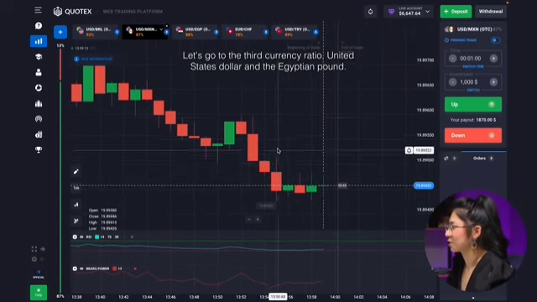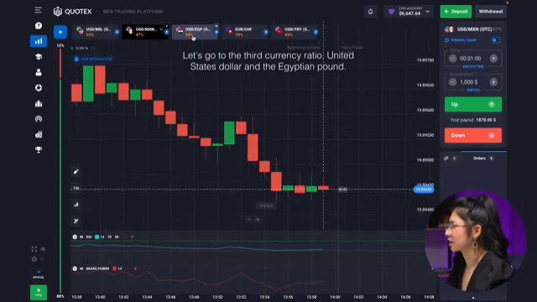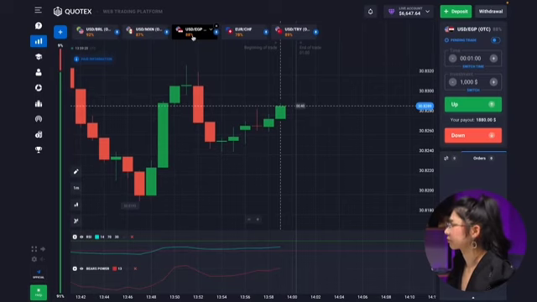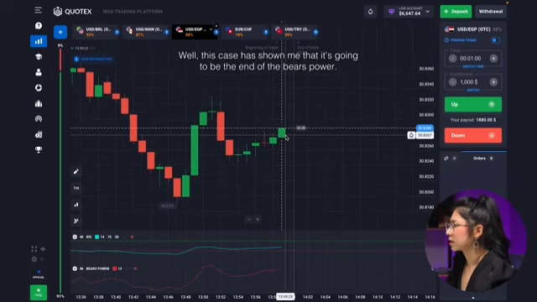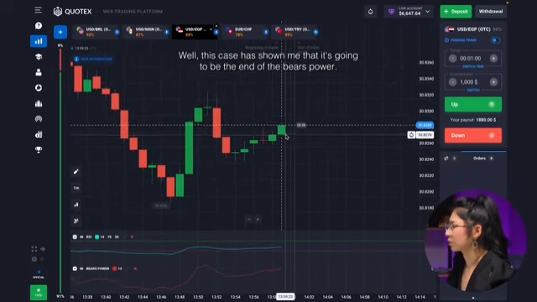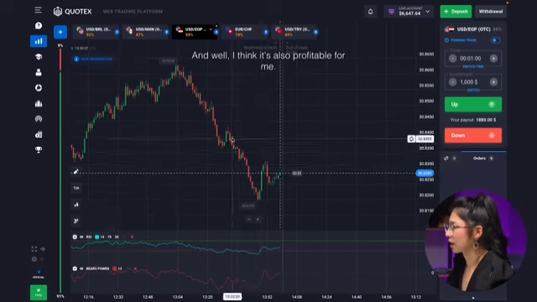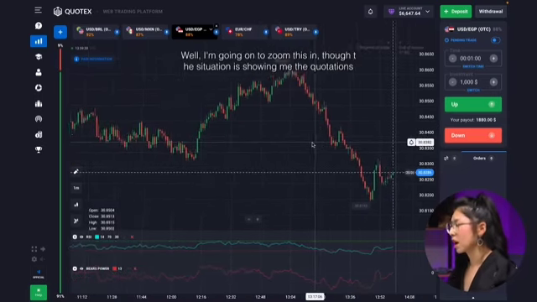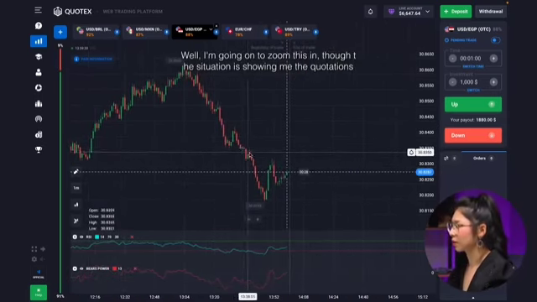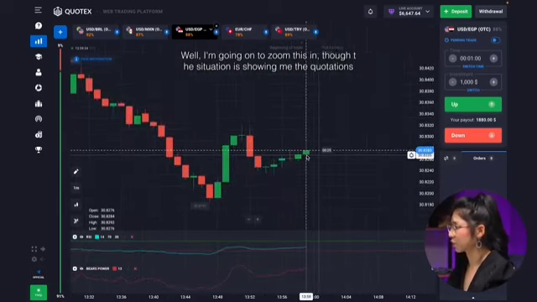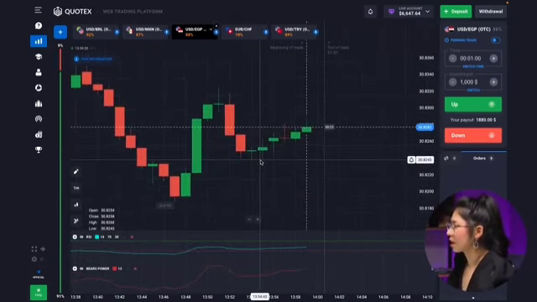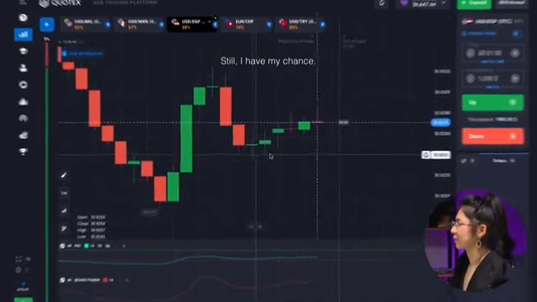Let's go to the third currency ratio, the United States dollar and the Egyptian pound. Well, in this case has shown me that it's going to be the end of the bear's power and I think it's also profitable for me. I'm going to zoom this in. The situation is showing me the quotations failed with the dodgers and I have my chance.